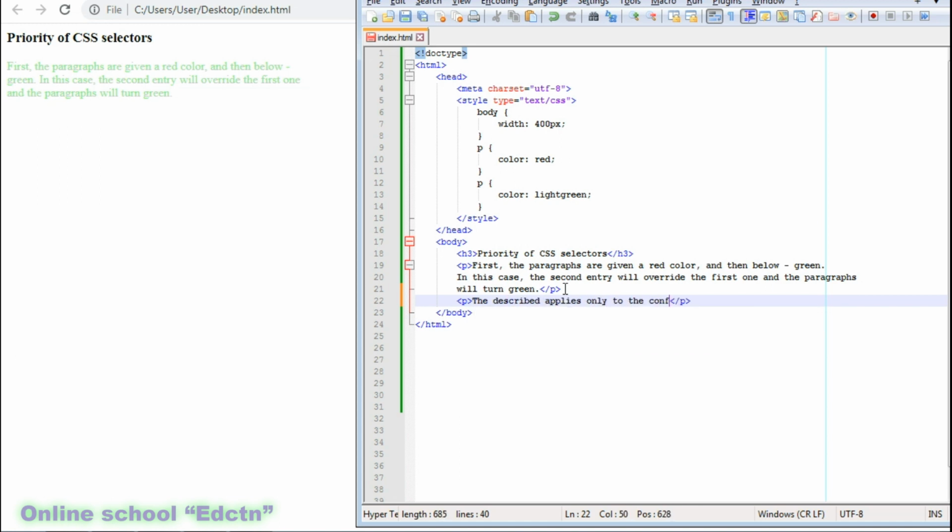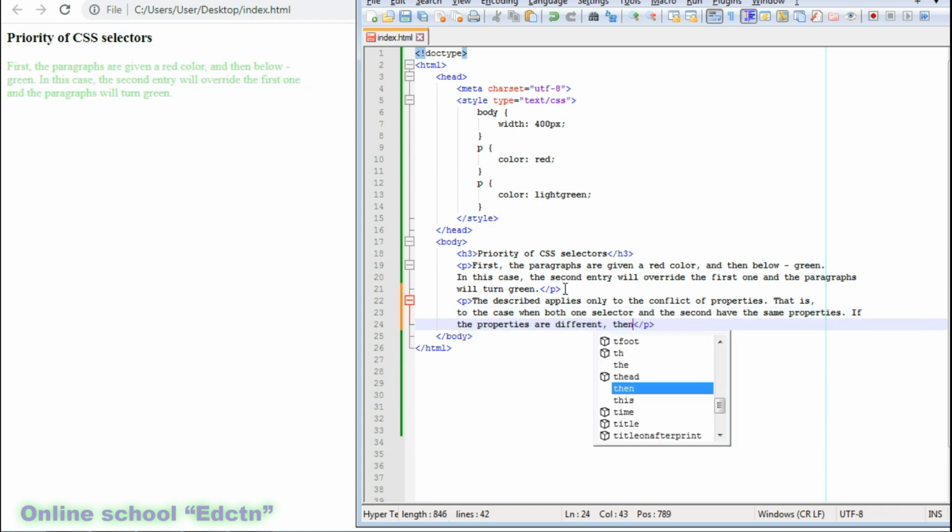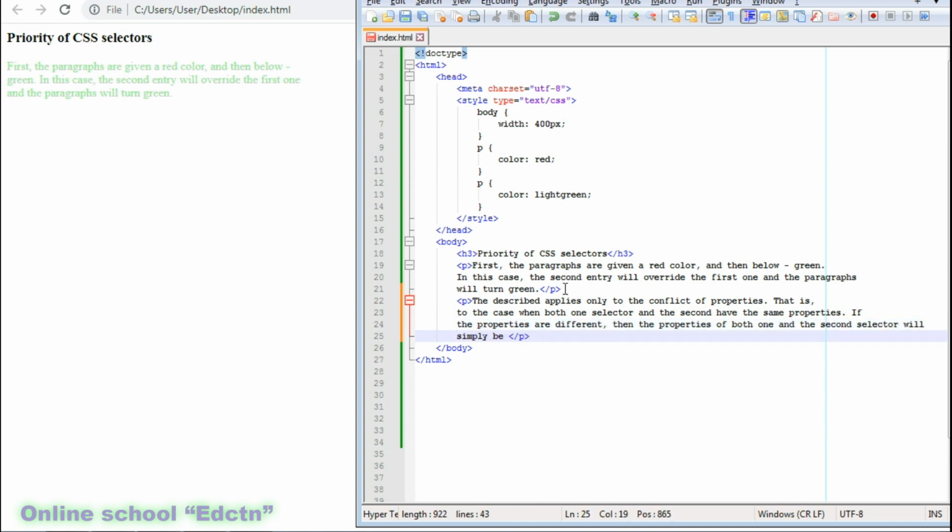The described applies only to the conflict of properties, that is, to the case when both one selector and the second have the same properties. If the properties are different, then the properties of both one and the second selector will simply be applied.